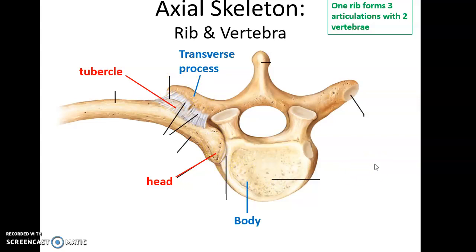So that means one rib forms 3 joints, 3 articulations with 2 different vertebrae. And that is it for this lecture.